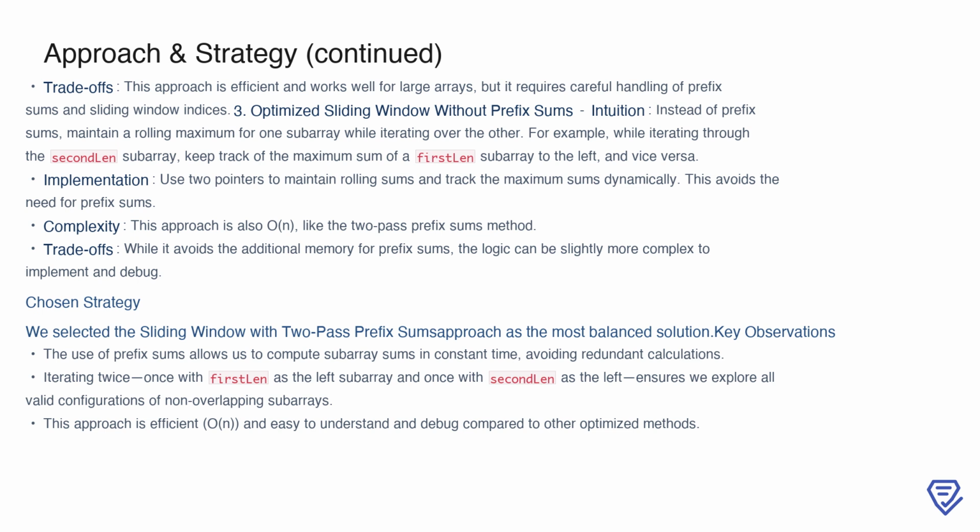Ultimately, after evaluating these methods, we chose the two-pass prefix sums approach as the most balanced solution. By leveraging prefix sums, we can compute subarray sums quickly and avoid redundant calculations, while iterating twice ensures all valid configurations of non-overlapping subarrays are considered. This approach is efficient, easy to understand, and straightforward to debug.